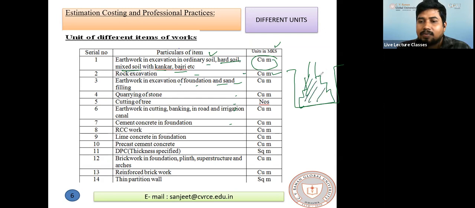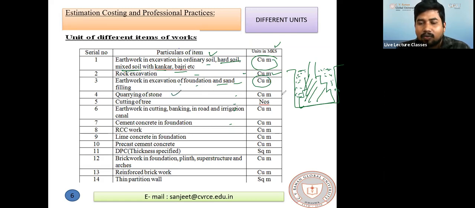After construction of this foundation, some area is also remaining. This area is to be filled with sand. So this filling of the remaining portion is also in cubic meter. Digging of earth and filling of this sand is also in cubic meter.